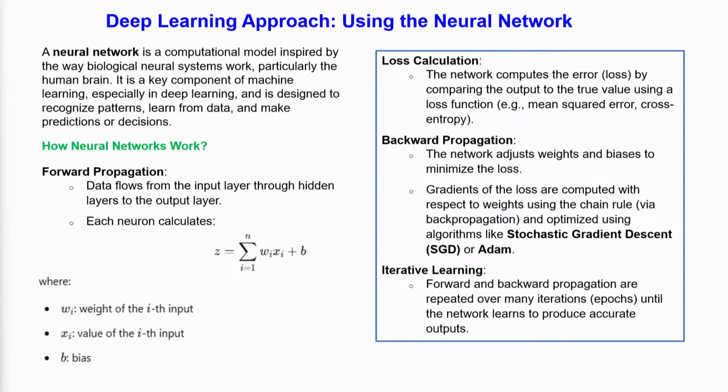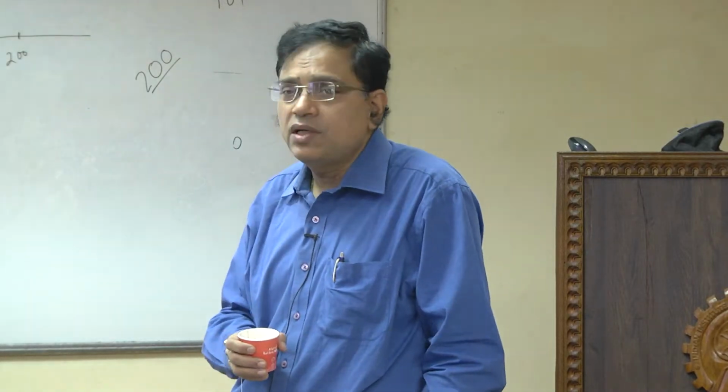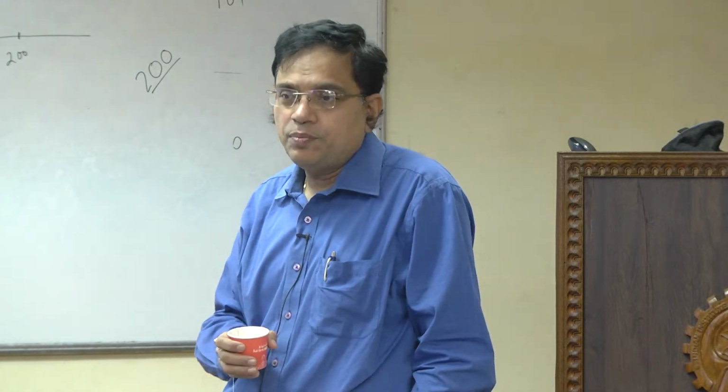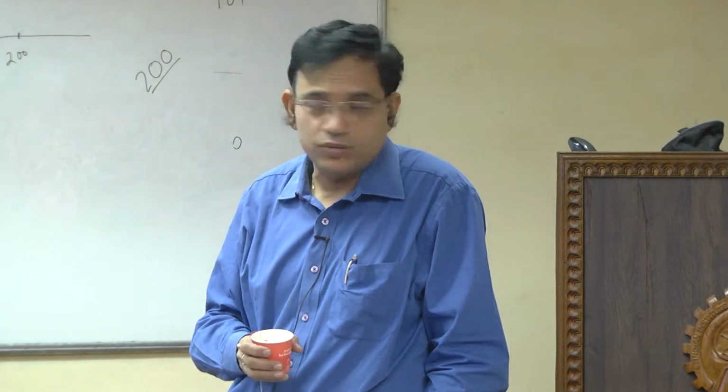If there is no rule or no experience, people will do it heuristically, like let me increase this weight, decrease that weight, and this has a system to do it. So, gradients of the loss are computed with respect to the weights using the chain rule via back propagation and optimized using certain algorithms, typically stochastic gradient descent or ADAM, very common algorithms. Nowadays, even if you are not very conversant with the details, there are so many open source packages or codes you can simply use, but you must know for what purpose it is used.